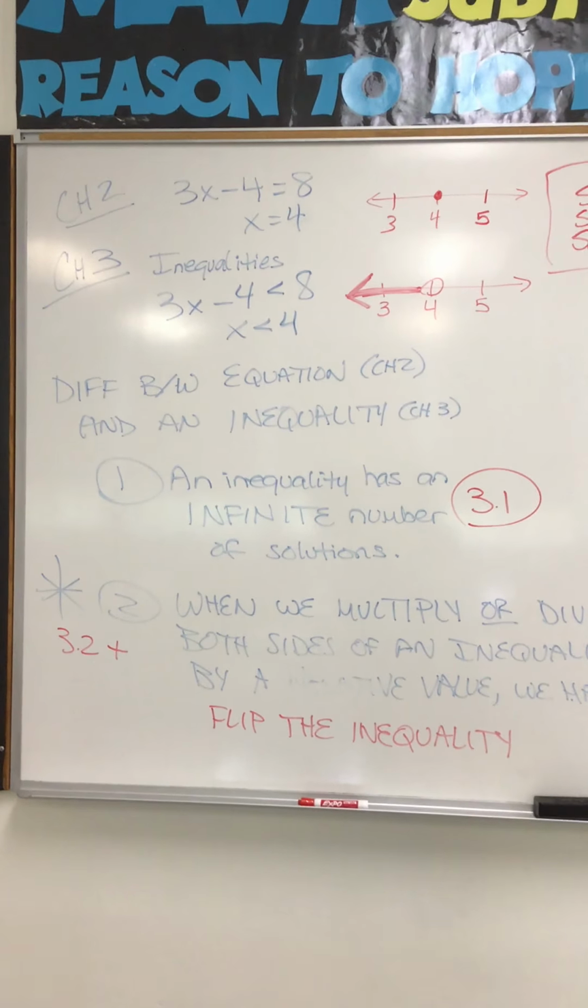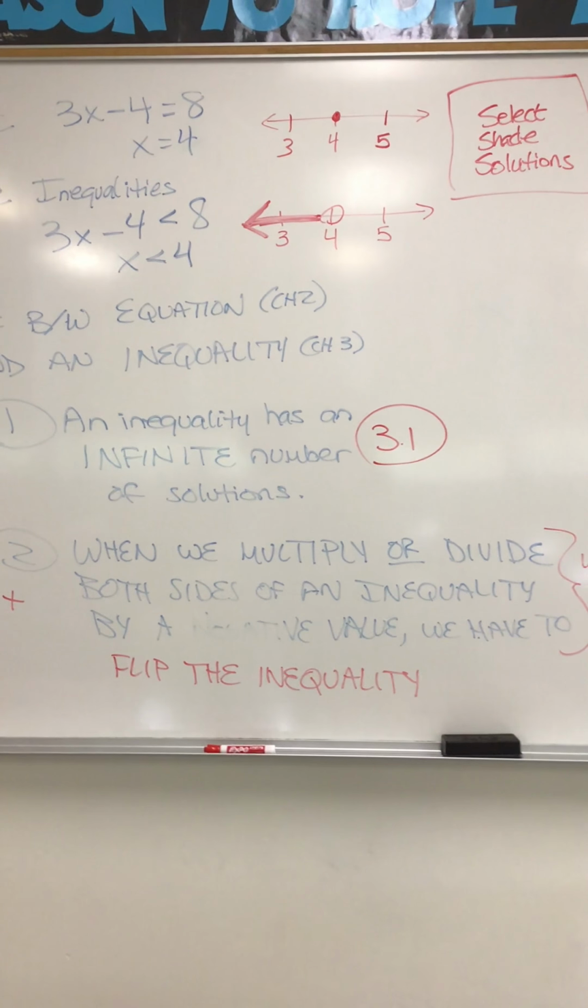Now, the second difference between equations and inequalities comes into play in section 3.2 and beyond. And that is when we multiply or divide both sides of an inequality by a negative value. Sorry, that word negative got erased there. By a negative value, we have to flip the inequality. When we multiply or divide both sides of an inequality by a negative value, we have to flip the inequality.